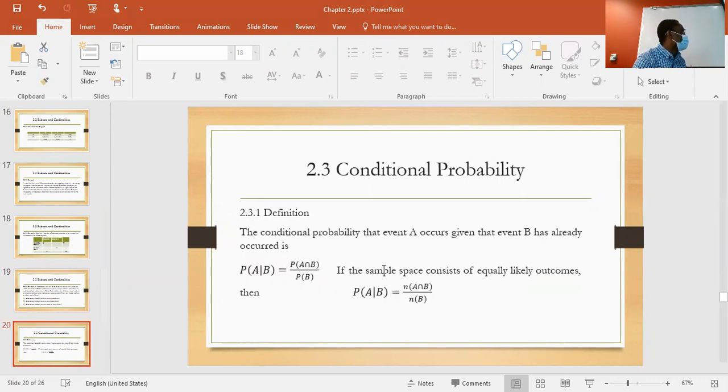Today we are going to go over what is called conditional probability. So the conditional probability of an event A, given that event B has already occurred, is written as probability of A given B, which is equal to probability of A intersection B divided by probability of B.